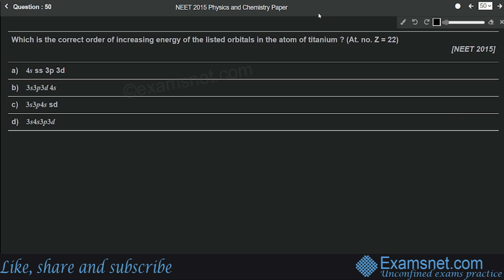Question number 50 is from the chapter d and f block elements, and the question is, which is the correct order of increasing energy of the listed orbitals in the atoms of titanium? Atomic number is 22. Okay, so we know that the electronic configuration of titanium is 1s2, 2s2, 2p6, then 3s2, 3p6, 4s2, and then 3d2. Okay, this is how we write the electronic configuration.